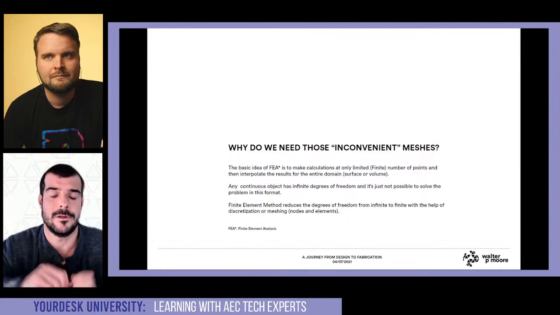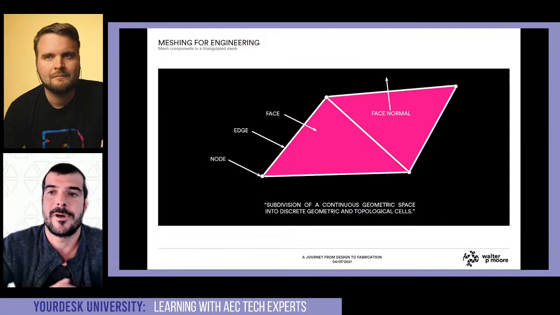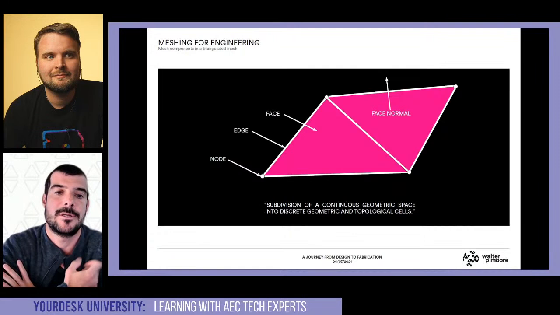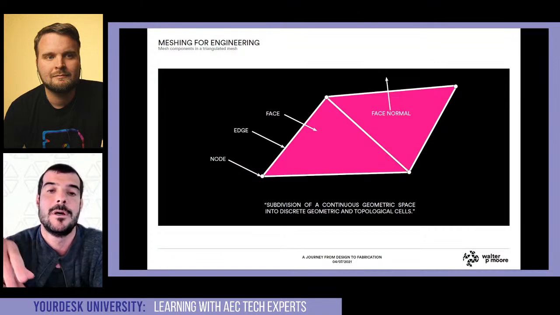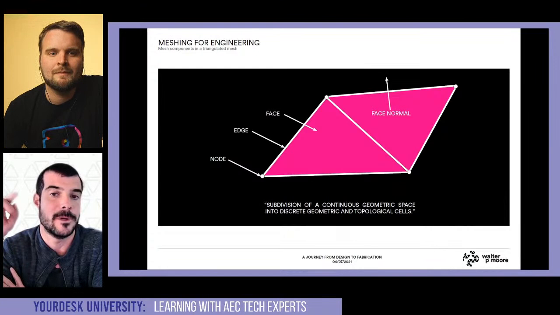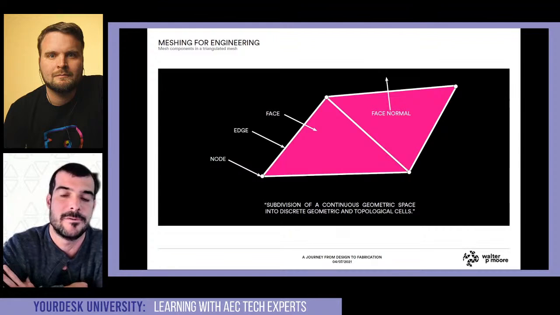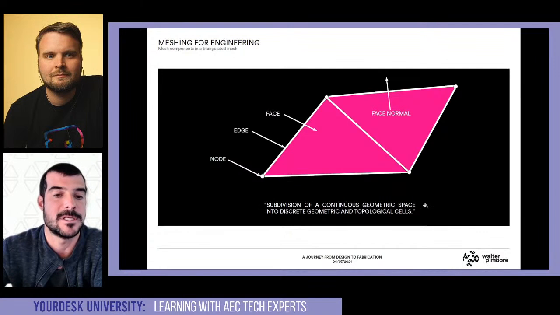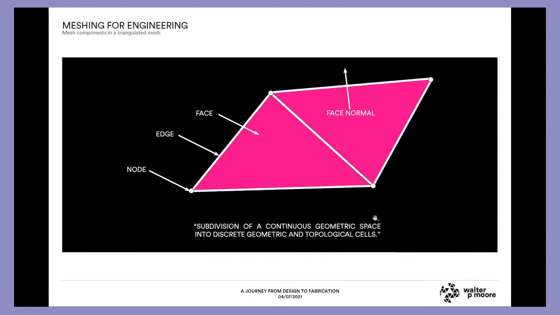And just trying to simplify and explain this concept, I have a triangular mesh to explain the components that create a mesh. You have the node, which is basically those vertices. You have the edge, which is the outline element. The face of the mesh, and then a face normal that basically shows the direction; we all know what a normal to a face is. I'm including another really quick quote of what a mesh is. It's basically a subdivision of a continuous geometric space into discrete geometric and topological cells. I really like that description.